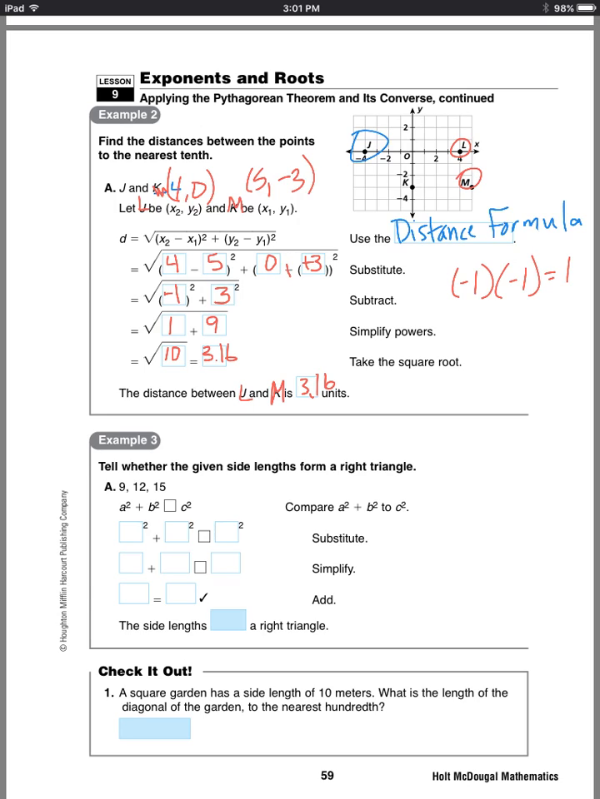Okay, we could do the same thing with K and L. We just follow that formula. We put our 2 points down. We put x2, y2 above one coordinate pair, x1, y1 above the other coordinate pair. Substitute in, subtract within our parentheses, square, then add and take the square root.